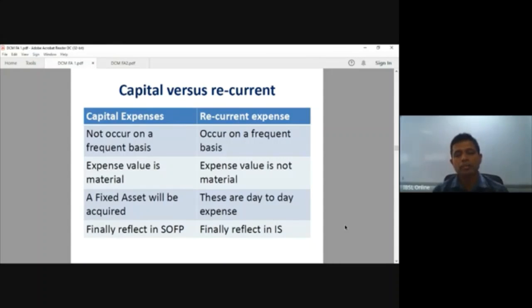Finally, reflect in balance sheet or statement of financial position. When you purchase a machinery, it will be an asset. It will go to the balance sheet or the statement of financial position. When you make an electricity bill payment, that is finally reflected in the income statement. Therefore, recurrent expenses are called normal expenses. Capital expenses are not normal expenses. Those are acquisition of assets.